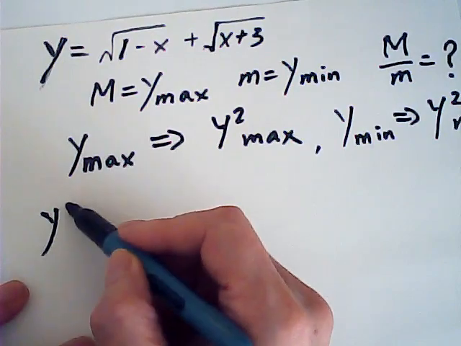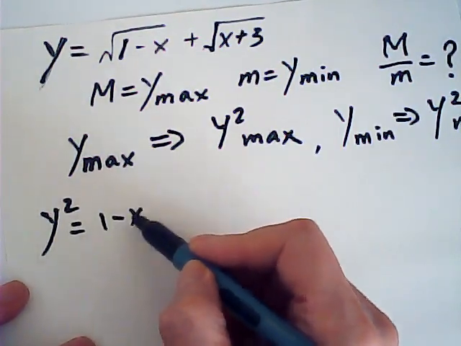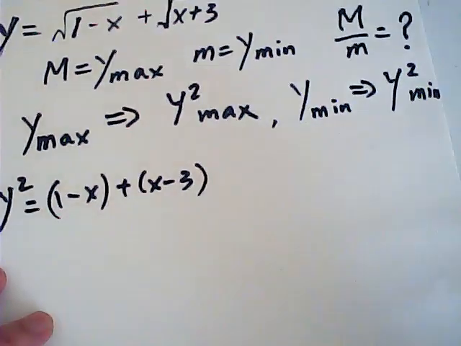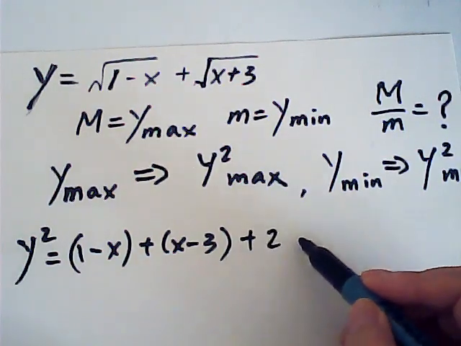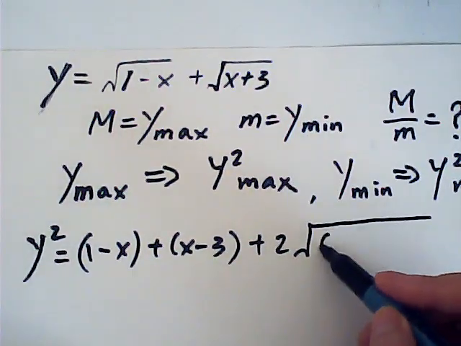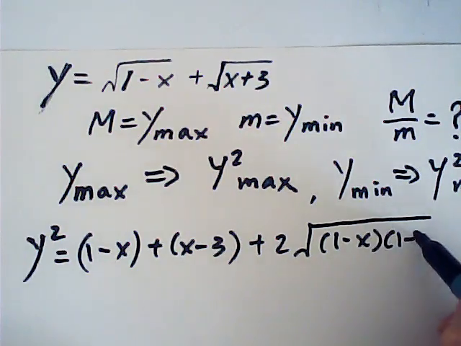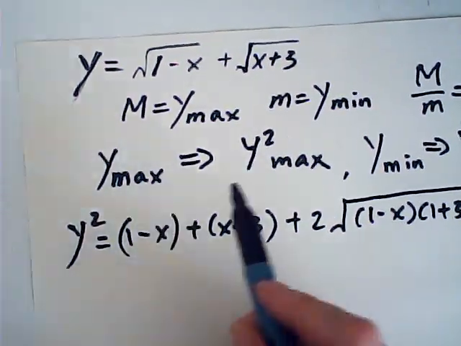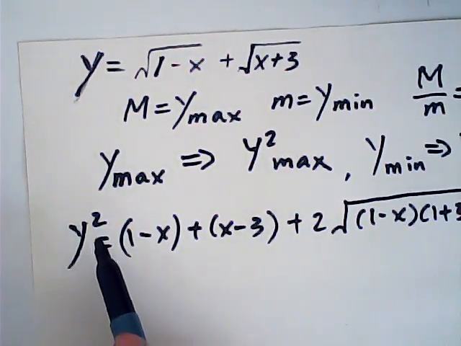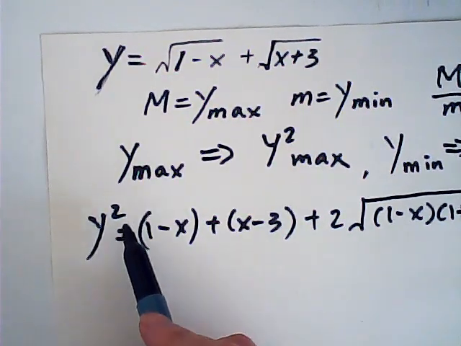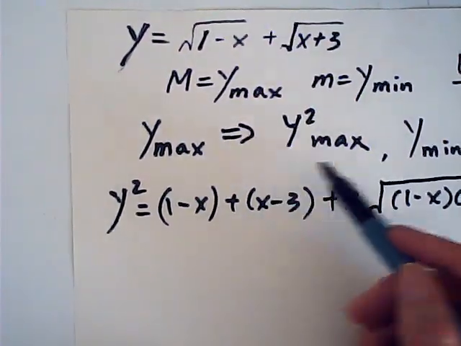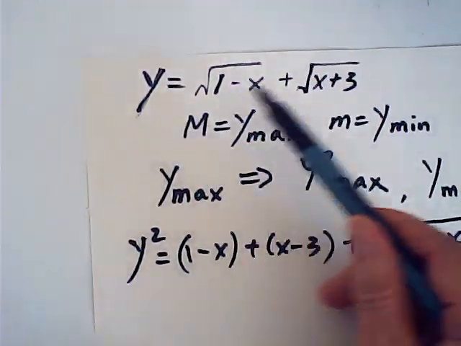So y square is equal to 1 minus x, this square plus this square, x minus 3, plus twice the square root of 1 minus x and 1 plus x. So okay, instead of finding the maximum value for y, we are finding the maximum value for y square, as explained, y is non-negative.